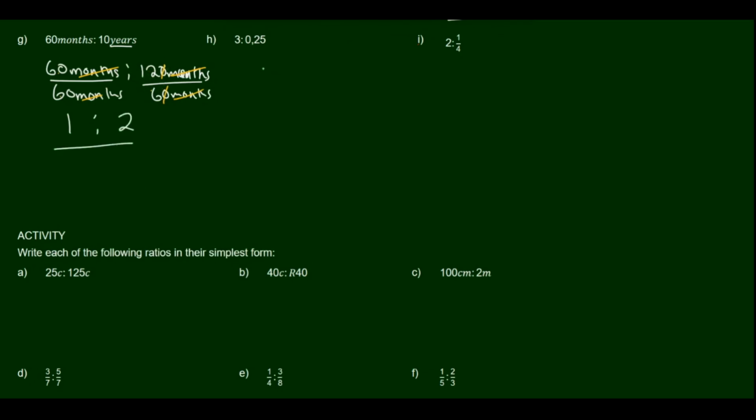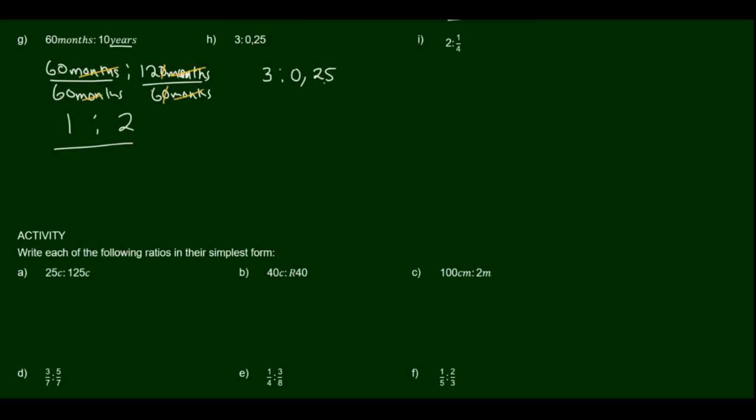And then 3 is to 0.25. Now this one, we can convert 0.25 to a fraction, which becomes 1 over 4, and make 3 become 3 over 1. But the best thing yet is to get rid of the decimal fraction. So to make 0.25 become a whole number, we have to multiply it by 100. But if you multiply the right hand side by 100, we must multiply the left hand side by 100.